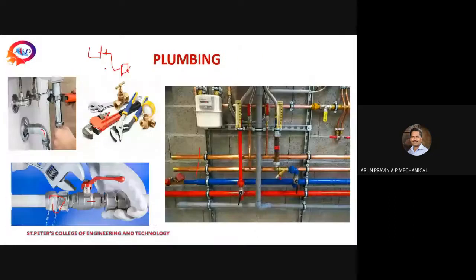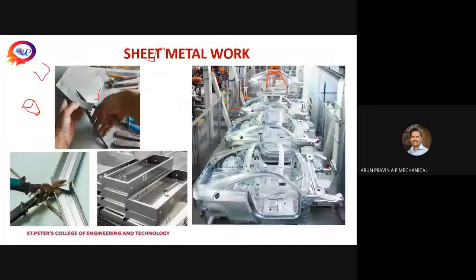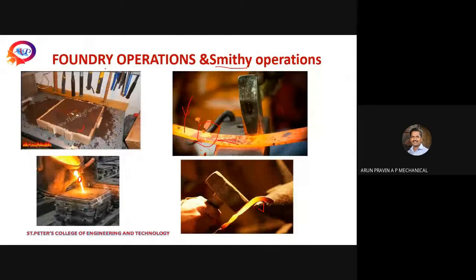Mainly we are concentrating on carpentry, plumbing, welding exercise, turning exercise and sheet metal exercise. For foundry and smithy, we are only giving study experiments, because it is molten metal and it is difficult to handle here. We don't have the facility to pour metal into molds, and it is dangerous work, so we don't give that. The furnace is there, but we don't practice this.